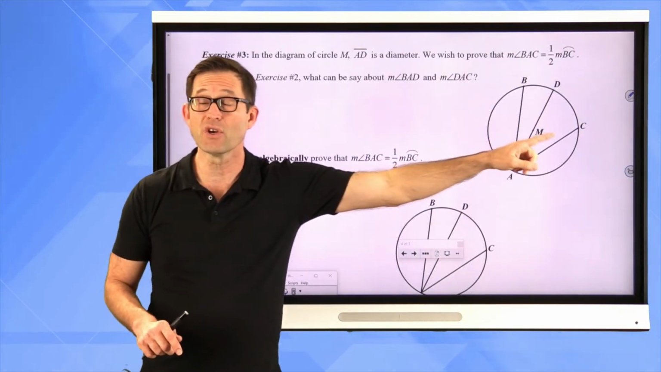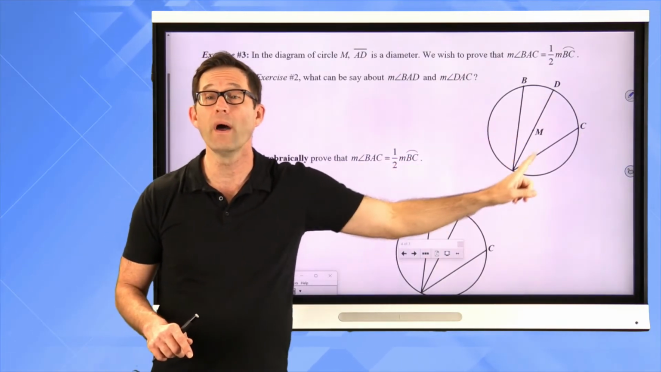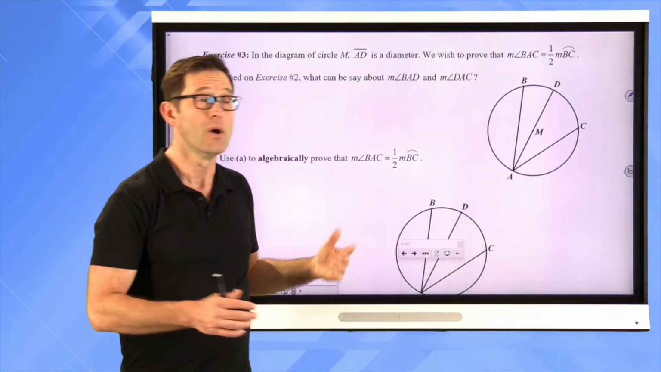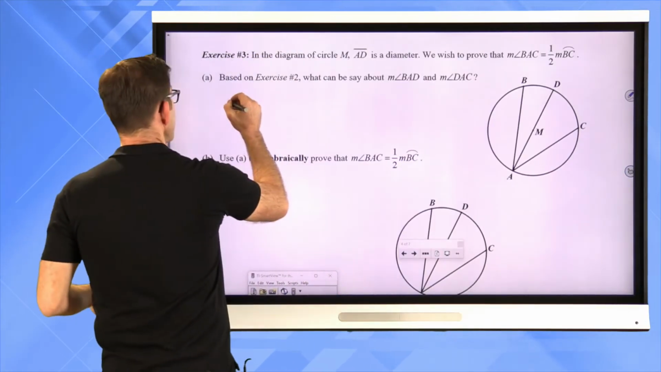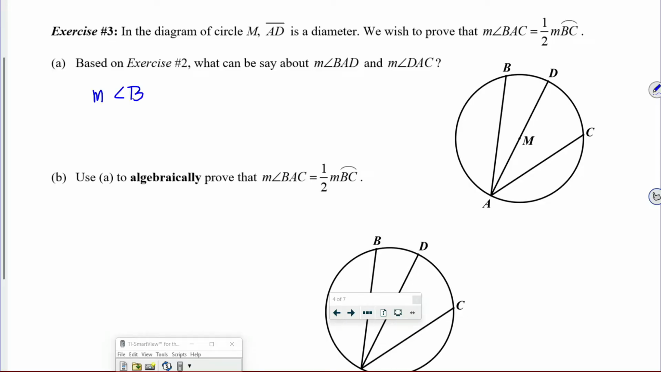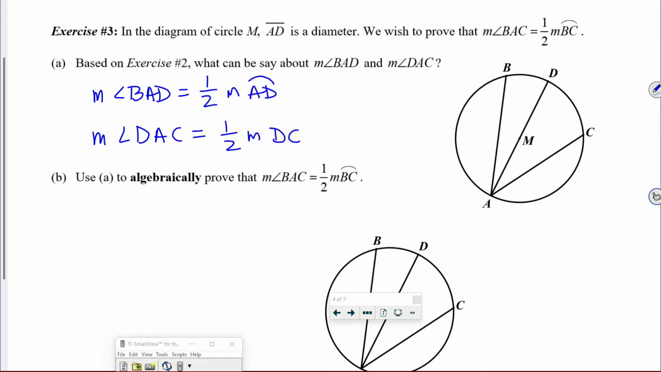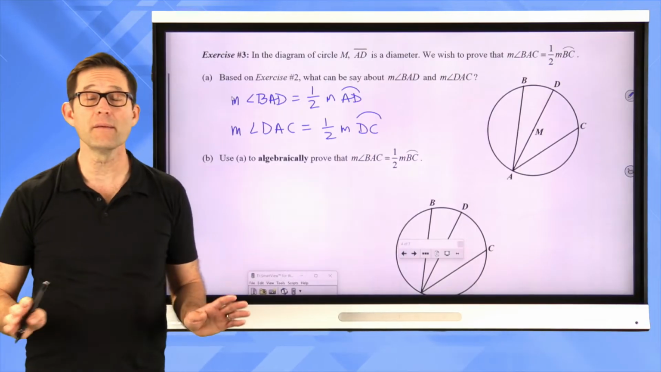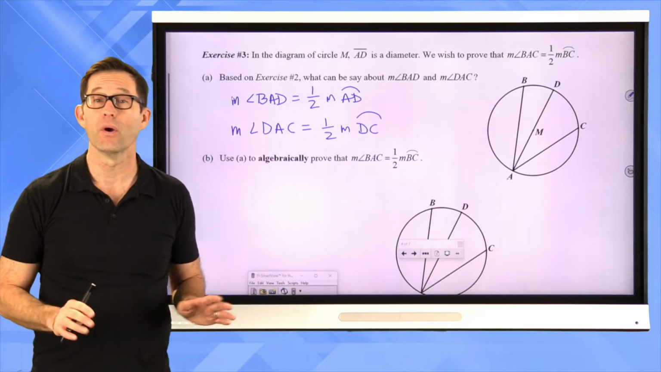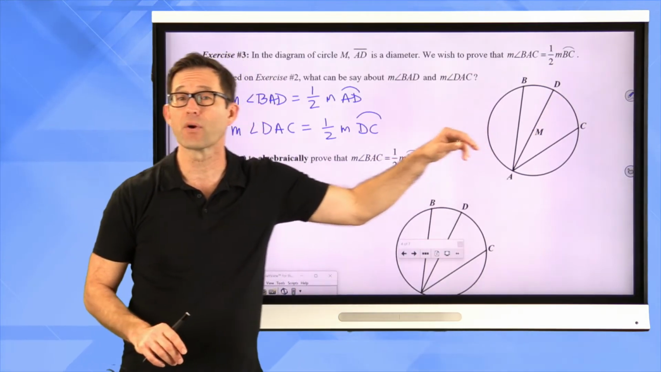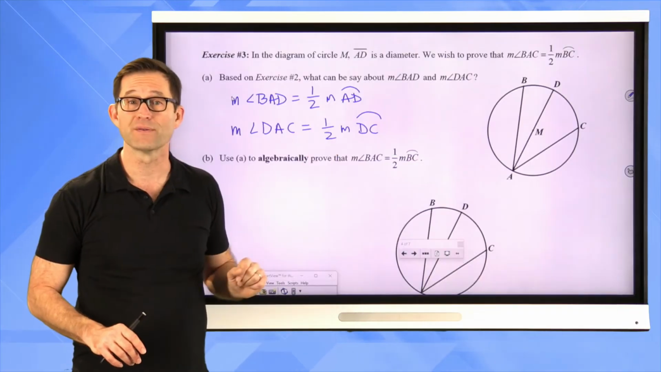Well, since we just proved in exercise 2 that when one of the 2 rays is a diameter, we get this relationship, I can now say that the measure of angle BAD is 1/2 the measure of arc AD, and the measure of angle DAC is 1/2 the measure of arc DC. All right, and I can say that directly because I proved it in exercise number 2. When one of the two rays is a diameter, we know this relationship holds.